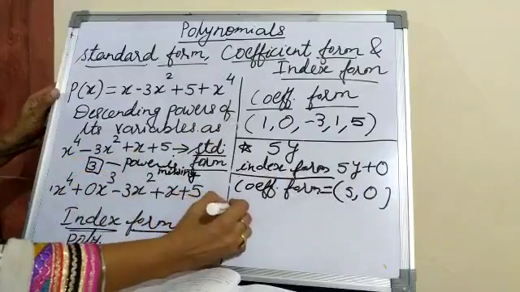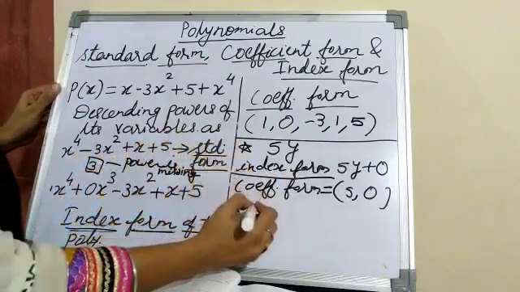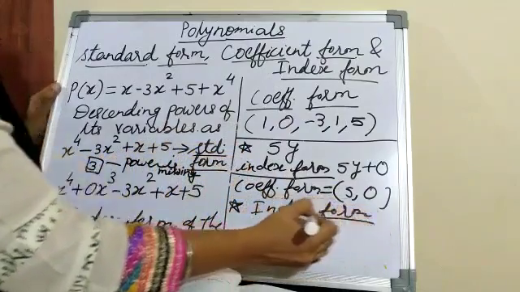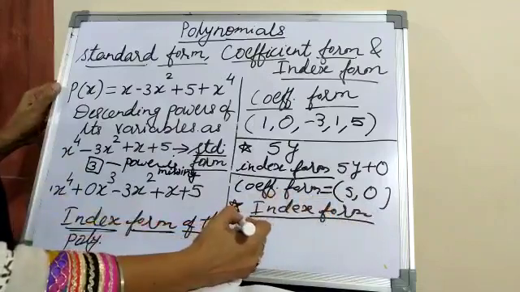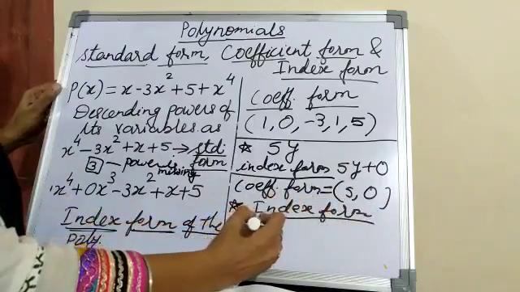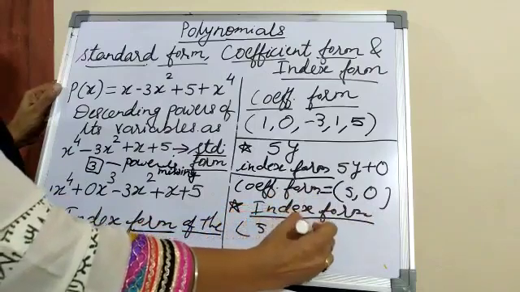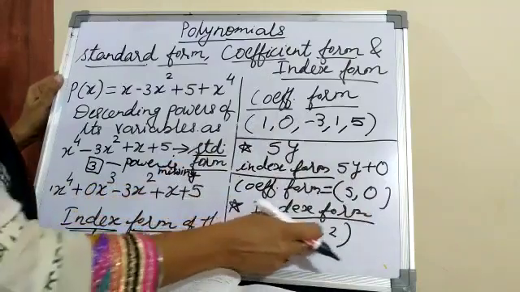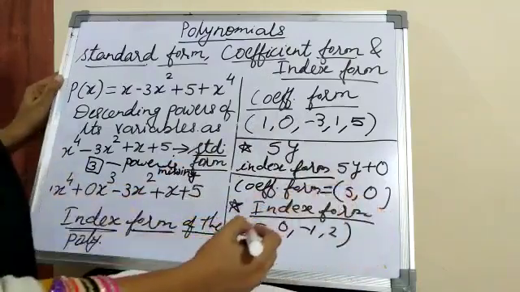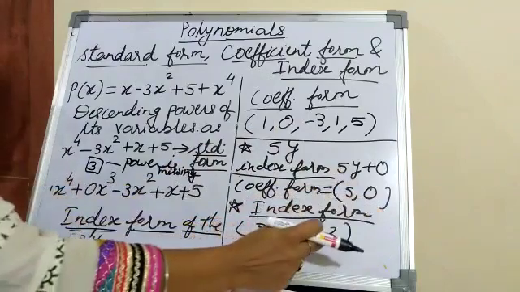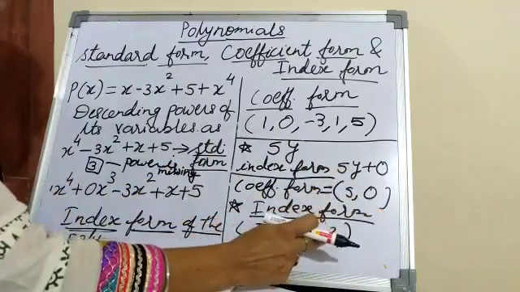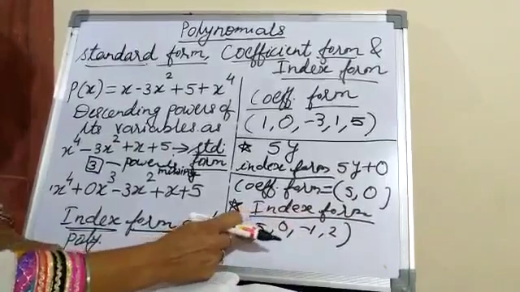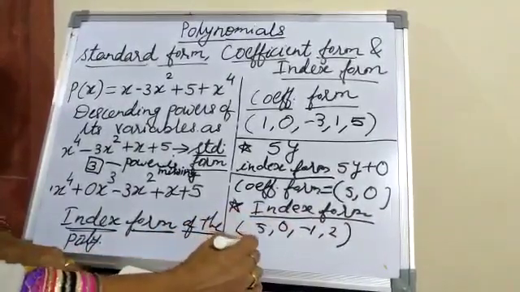Now let us see one more example. Write the given polynomial in index form. The question is given in coefficient form and you have to write it in index form. Suppose I am writing (5, 0, minus 1, 2). You can see here this last one is the constant term. So what is the degree of this coefficient form? You can see the powers are 0, 1, 2 and 3.